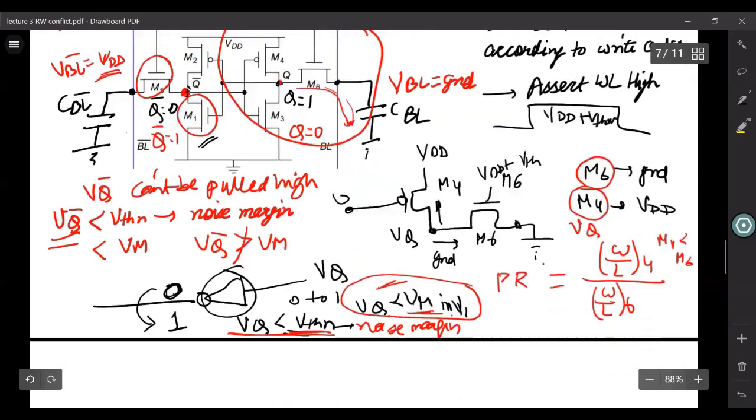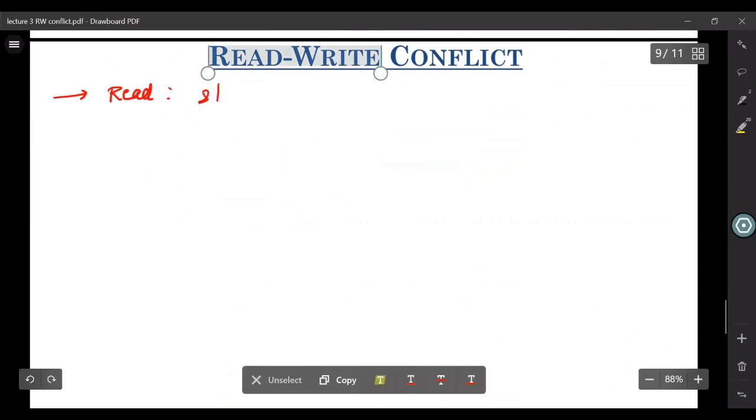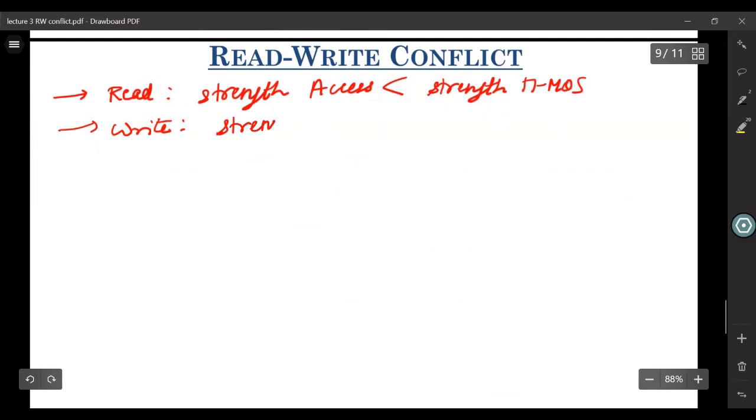Okay. Now with that, let us look at what we really call the read-write conflict. For the read operation, what we want is the strength of the access transistor should be less than the strength of the NMOS transistor used in the inverter. While for write, at the same time, what you want is the strength of your access transistor should be higher than the strength of your PMOS used in the inverter.